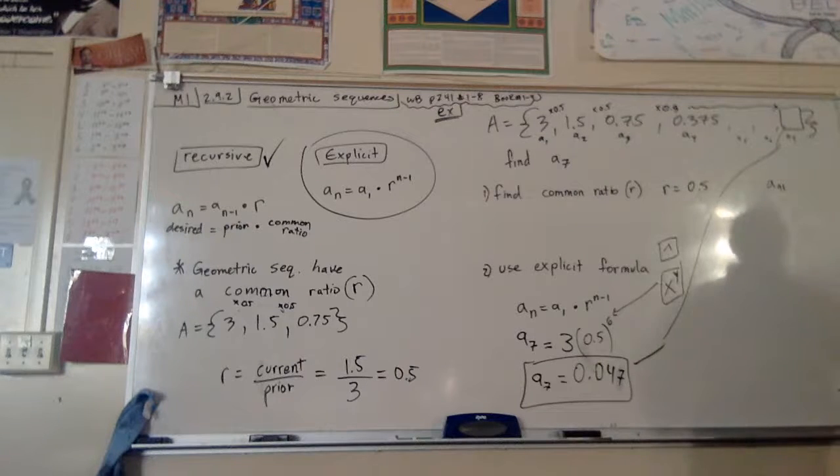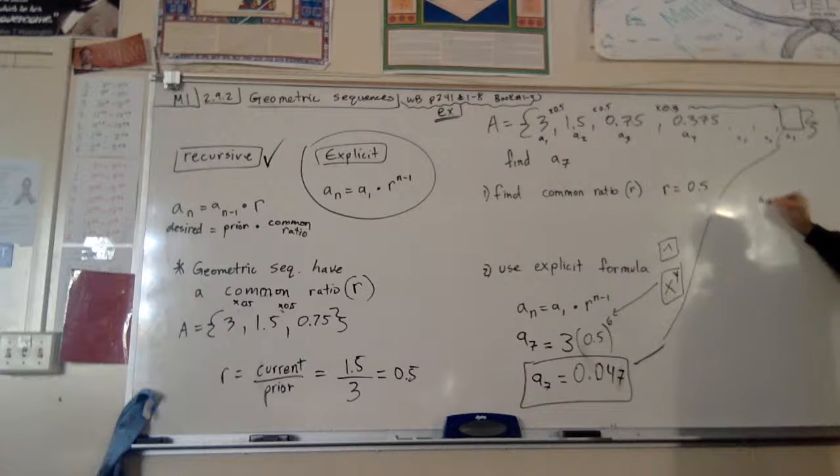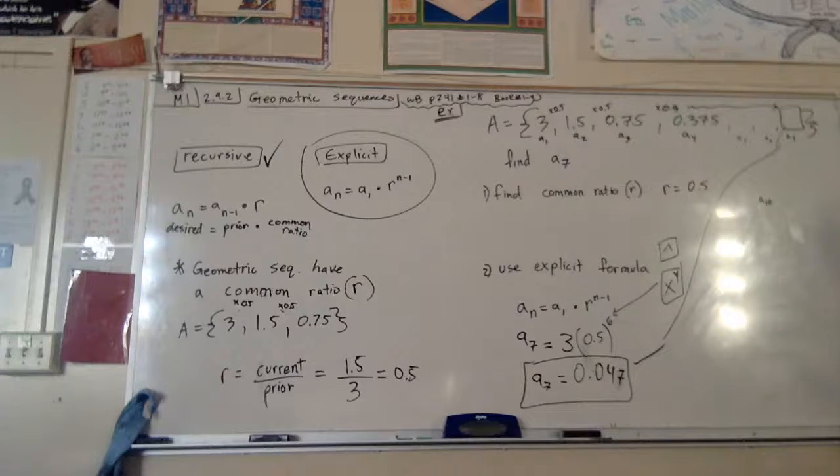Not for this problem. It's going to be so many decimals. I know, it's going to be horrible. Let's go ahead and find a sub 10. Yeah, let's find a sub 10. Same process. You already know your ratio. 0.0029. You already got it.